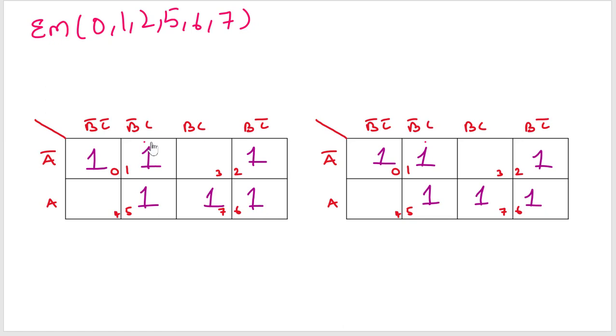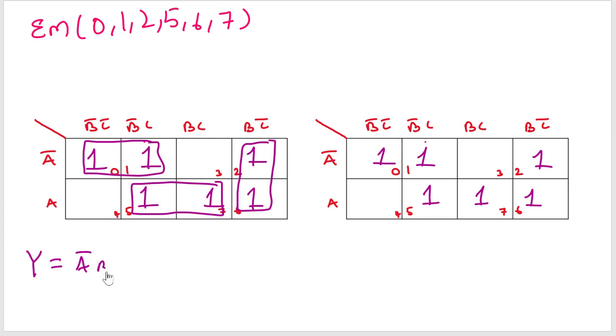First we'll take these two as a pair, and these two as a pair, and these two as a pair. So you are having a total of 3 pairs. If you write the output expression Y, for this you are going to have A bar times B bar. For this you are going to have A times C. For this you are going to have BC bar. So this is the one expression.